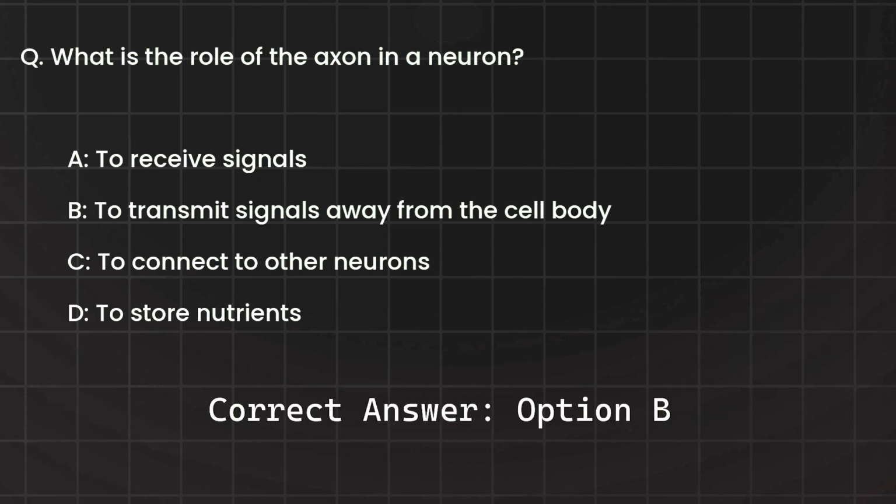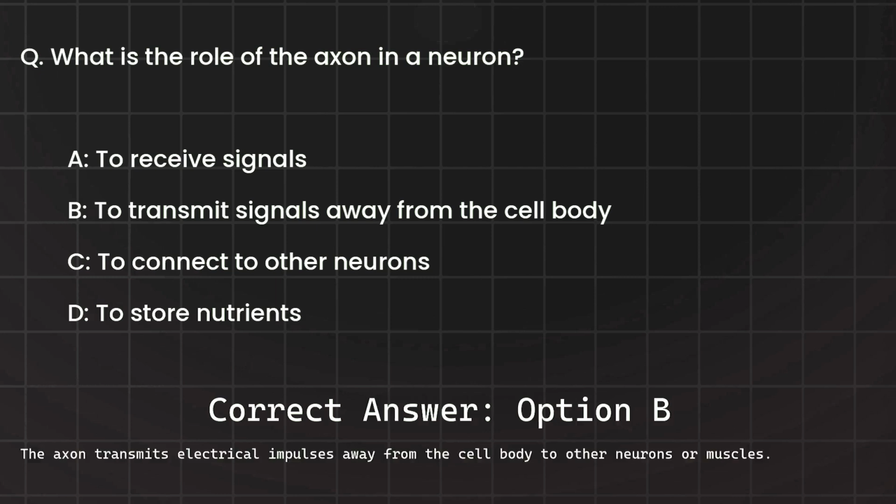The correct answer is option B, which is to transmit signals away from the cell body. The axon transmits electrical impulses away from the cell body to other neurons or muscles.